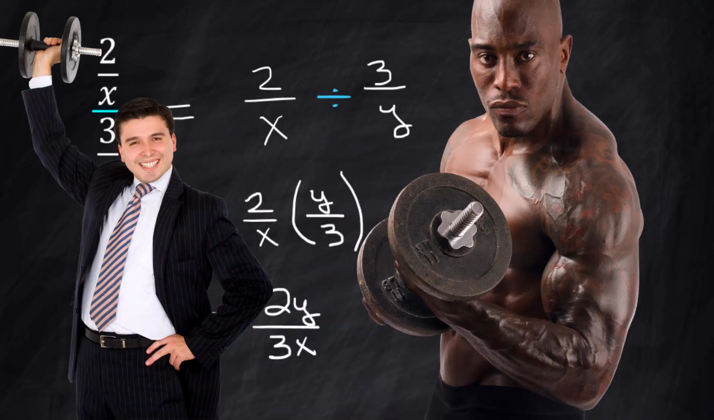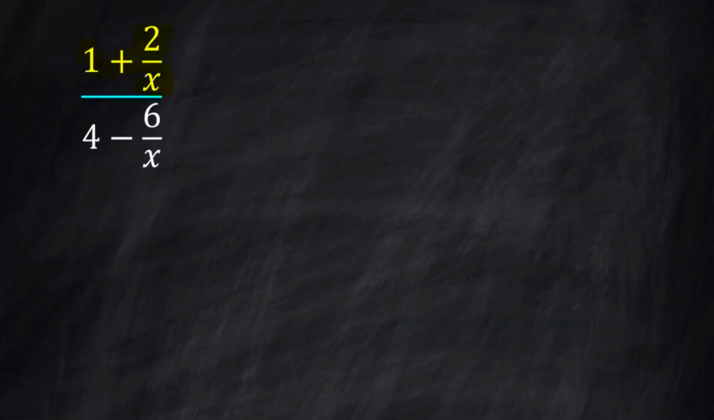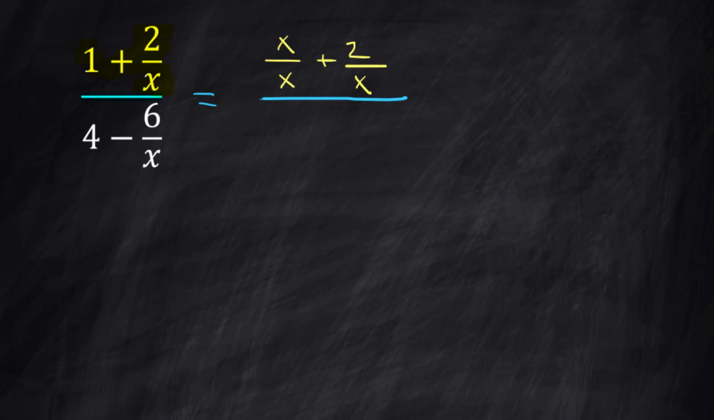So let's try to up the difficulty here. All right, here you go. 1 plus 2 over x, all being divided by 4 minus 6 over x. We need to deal with the numerator and the denominator on their own before we try to put this all together. The 1 in the numerator has to have a common denominator with the second fraction so that you can add them together. Well, to make that, you just rewrite 1 as x over x plus 2 over x. When you add those, you get x plus 2 over x.